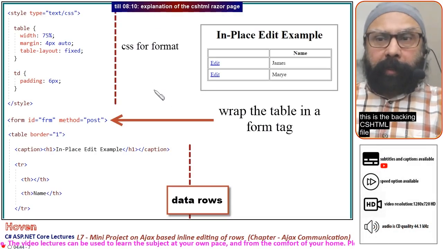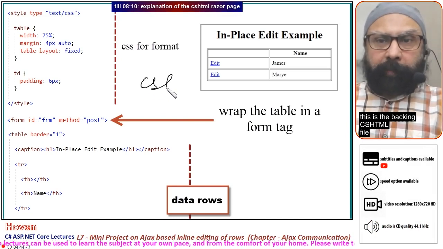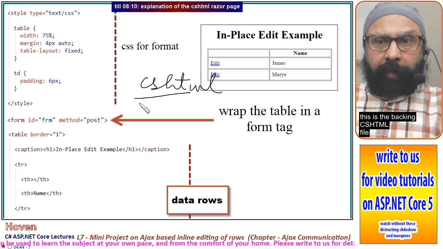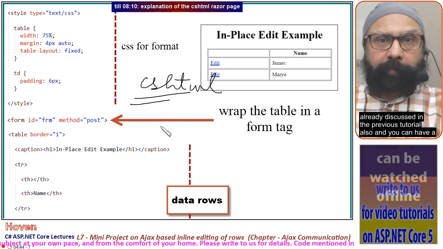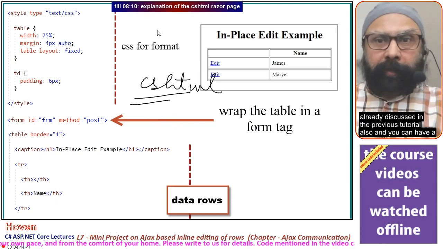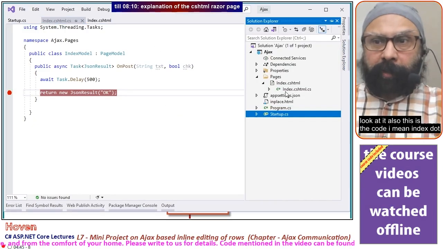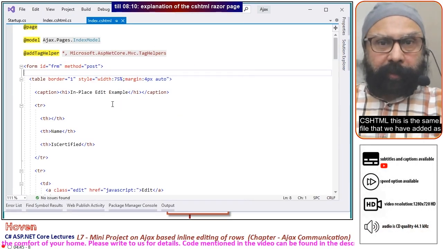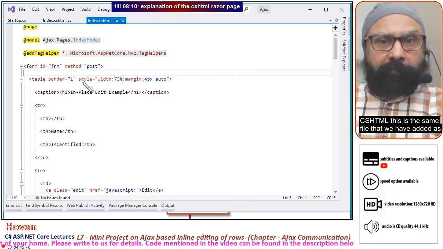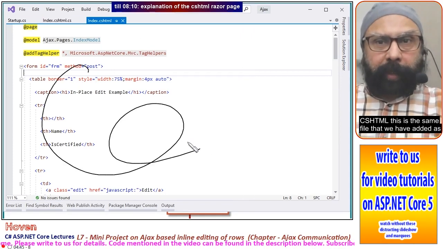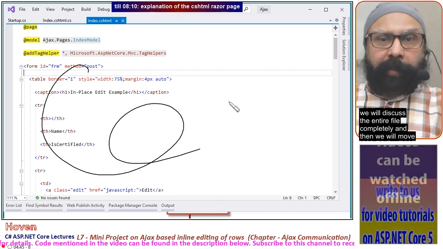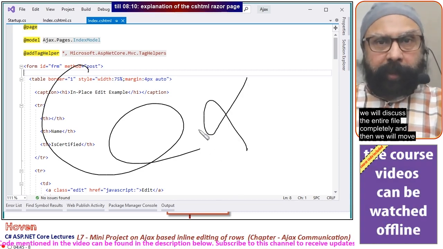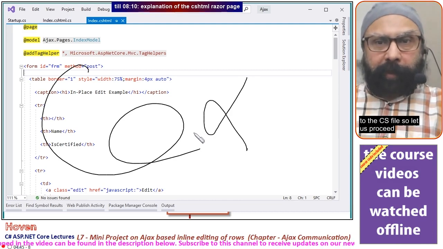This is the backing cshtml file. This is the code for the cshtml file that we have already discussed in the previous tutorial also, and you can have a look at it also. This is the code, I mean index.cshtml. This is the same file that we have added as a screenshot, and you can have a look at it now. We will discuss the entire file completely and then we will move to the CS file. So let us proceed.